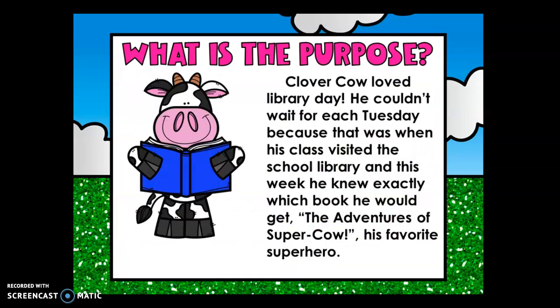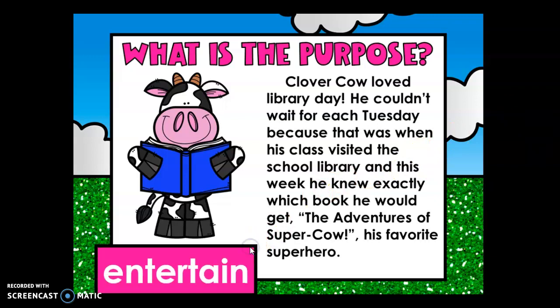What is the purpose? Clover Cow loved Library Day. He couldn't wait for each Tuesday because that was when his class visited the school library, and this week he knew exactly which book he would get, The Adventures of Super Cow, his favorite superhero. So what's the author's reasoning for writing this? If your answer is to entertain, you are correct.